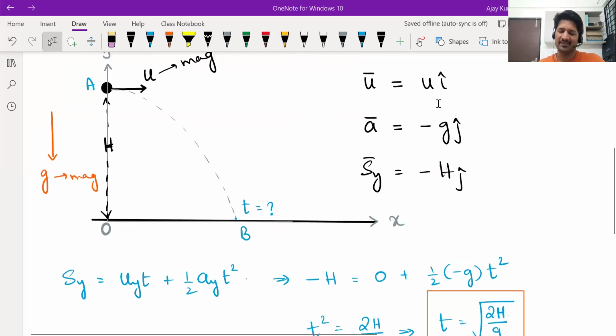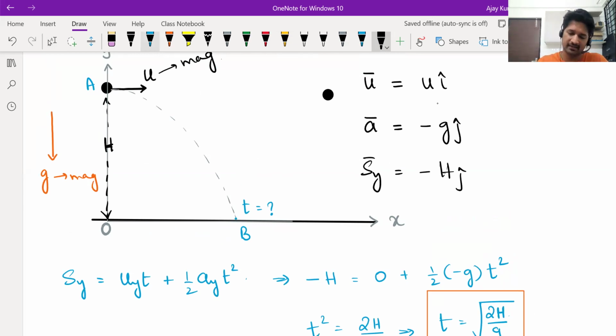Okay, when an object is dropped from rest from a height h, that condition is very important. It should be dropped from rest. Then to descend by a height h straight down, it takes a time t equal to under root 2h by g.